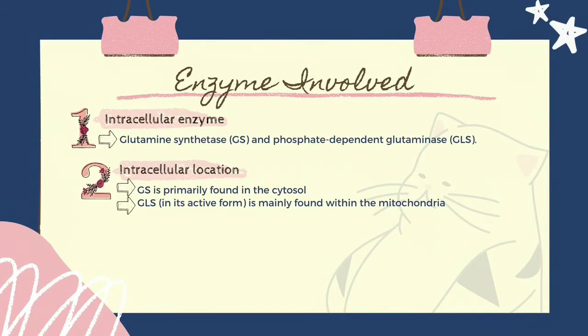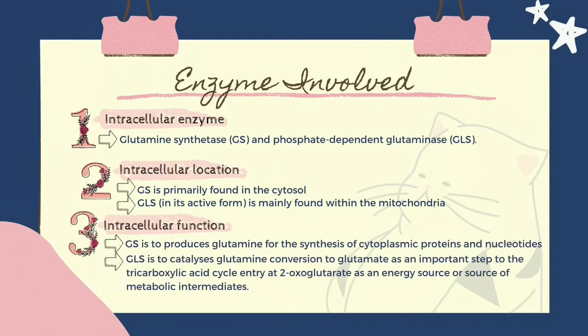With respect to the intracellular location, glutamine synthetase is primarily found in the cytosol, whereas phosphate-dependent glutaminase is mainly found within the mitochondria. These locations are compatible with the enzyme function. The function of glutamine synthetase is to produce glutamine for the synthesis of cytoplasmic protein and nucleotides. The function of phosphate-dependent glutaminase is to catalyze glutamine conversion to glutamate as an important step to the tricarboxylic acid cycle entry at 2-oxoglutarate as an energy source or source of metabolic intermediates.